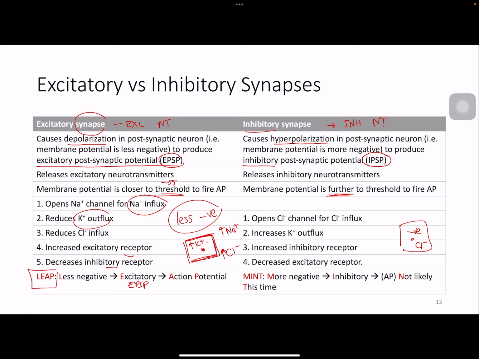So of course you want more chloride influx, so opening of the chloride channels. We also do not want the positive ion, so we want more potassium to go outside the cell. Therefore, we can increase the potassium outflux, and of course, we also want to increase the inhibitory receptor and decrease the excitatory receptor on the postsynaptic neuron.